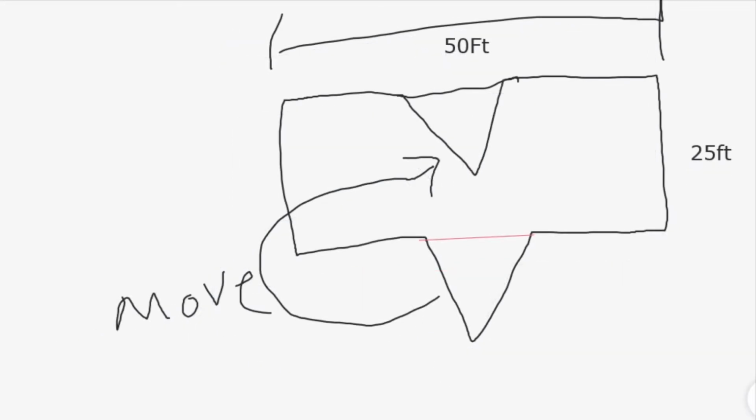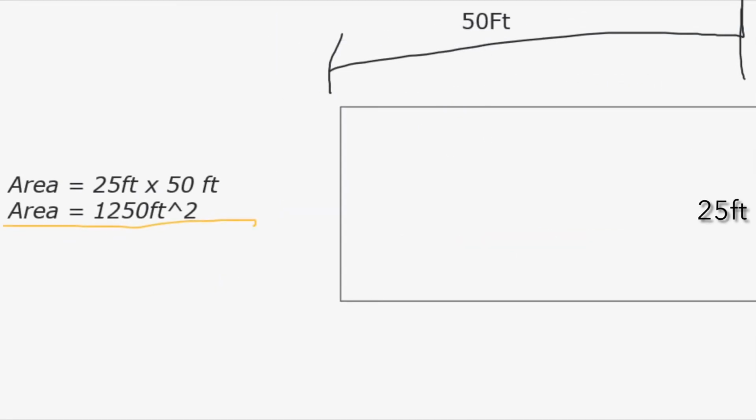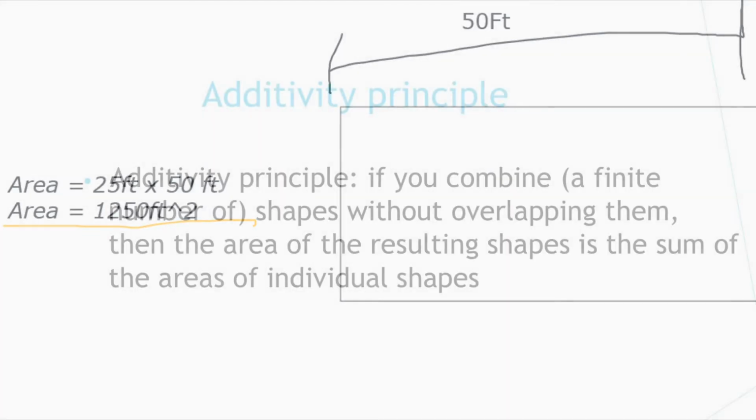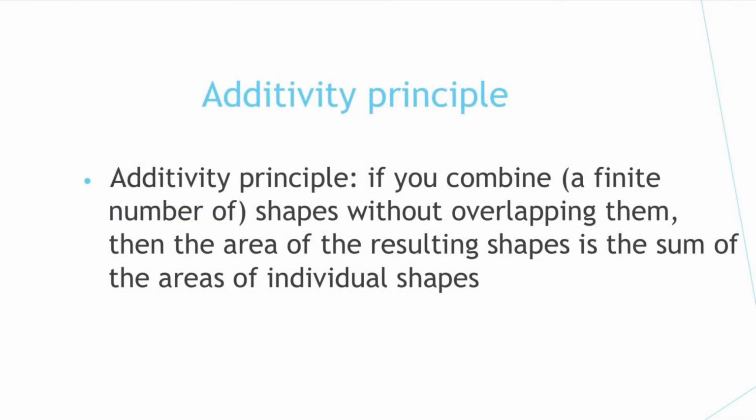Then from there, you make the shape into one, and the shape will now combine into a whole rectangle. And you know how to find the area of a rectangle: the area of the rectangle is length times width. So you find the length and the width, which is 50 times 25, and you multiply it and it will give you 1,250 feet square.